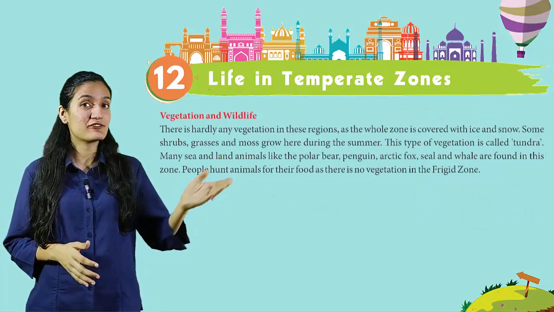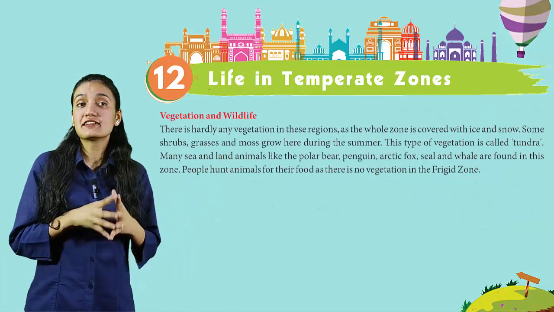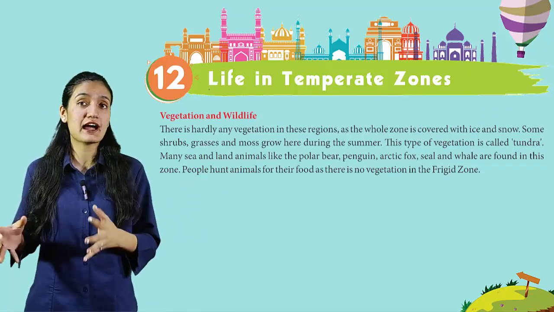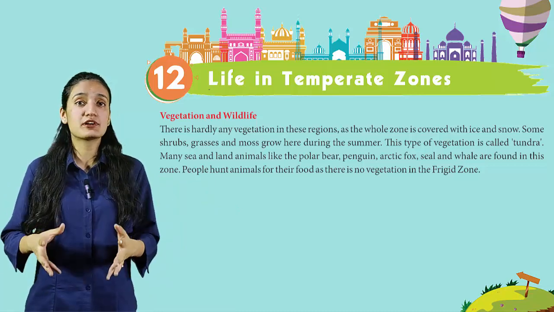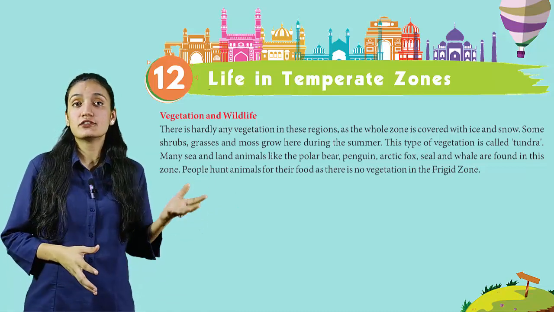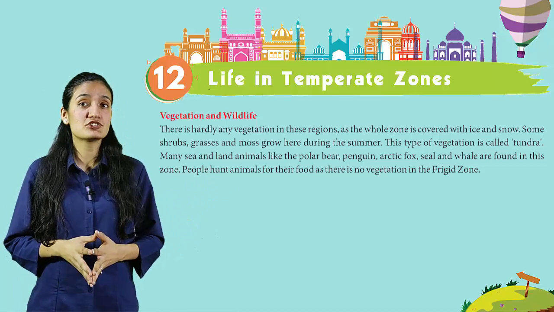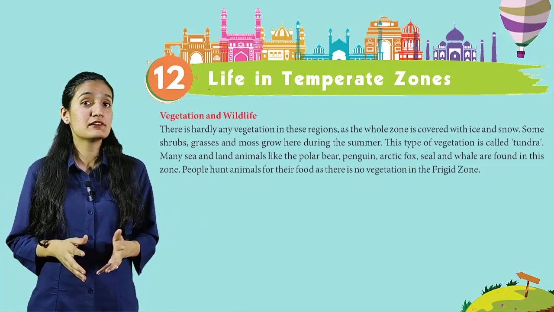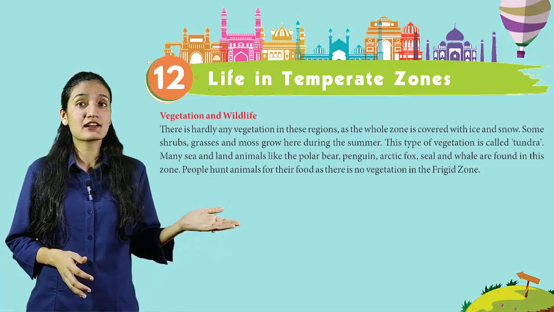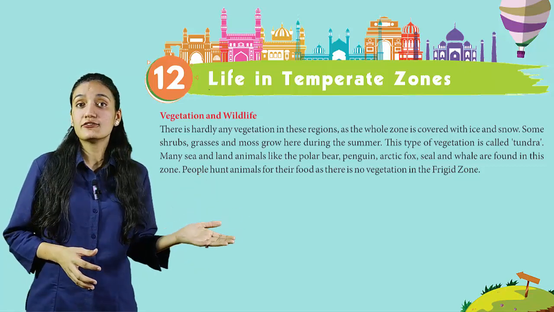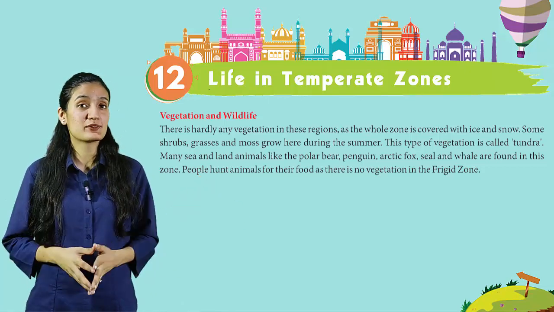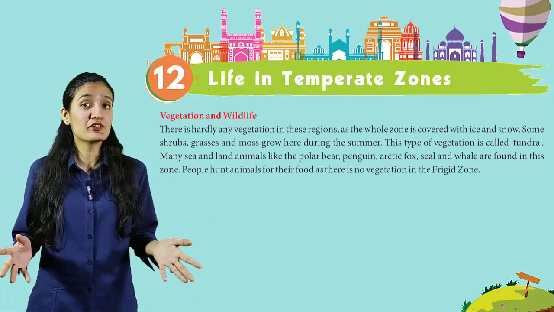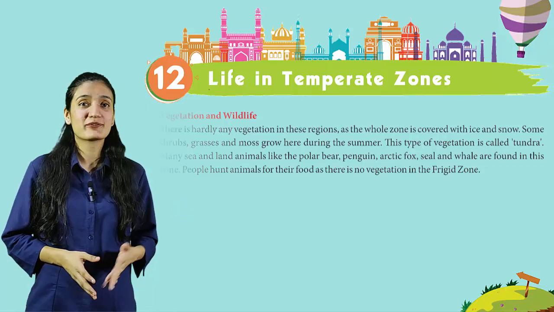Now, vegetation and wildlife. There is hardly any vegetation in these regions as the whole zone is covered with ice and snow. Some shrubs, grasses and moss grow here during the summer. This type of vegetation is called tundra. Many sea and land animals like the polar bear, penguin, Arctic fox, seal, and whale are found in this zone. People hunt animals for their food as there is no vegetation in the frigid zone.